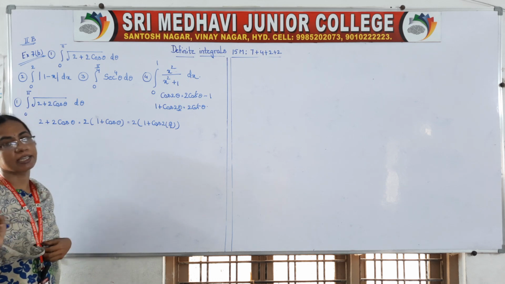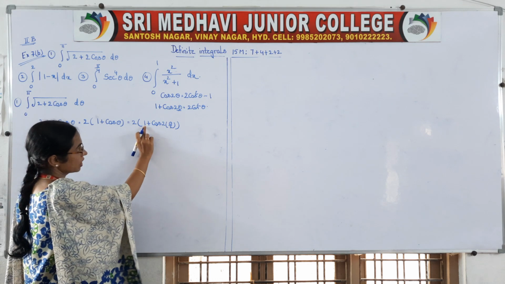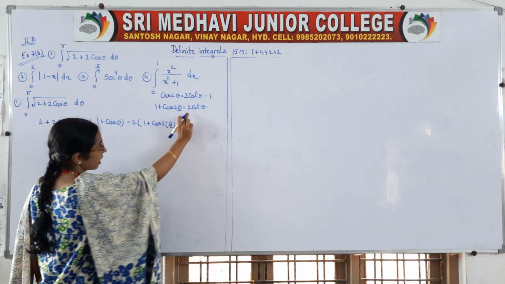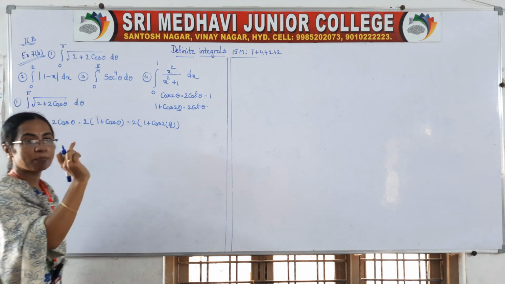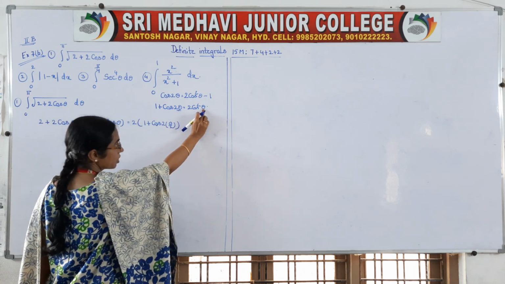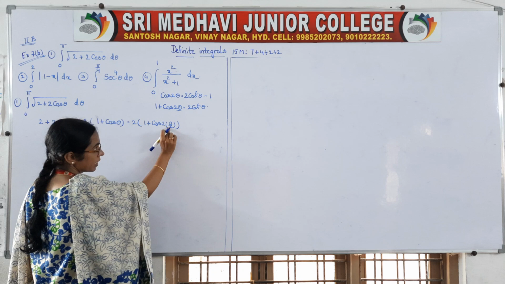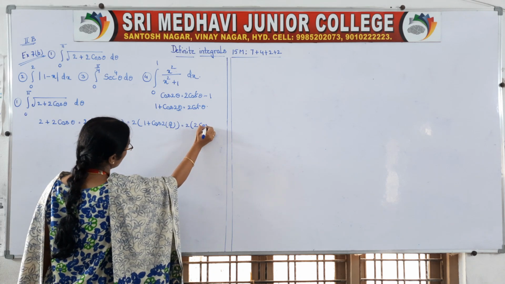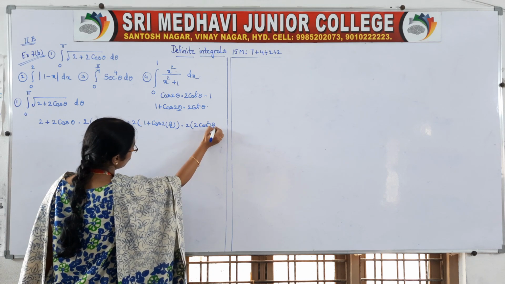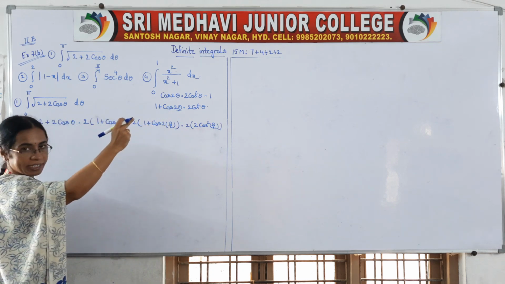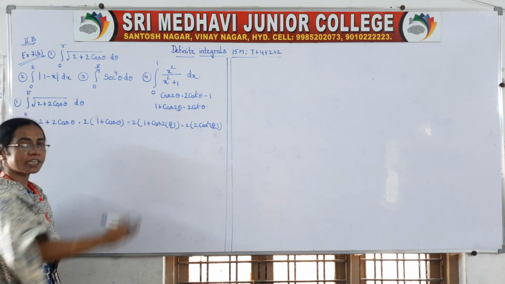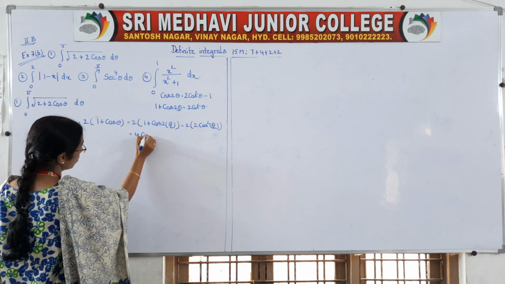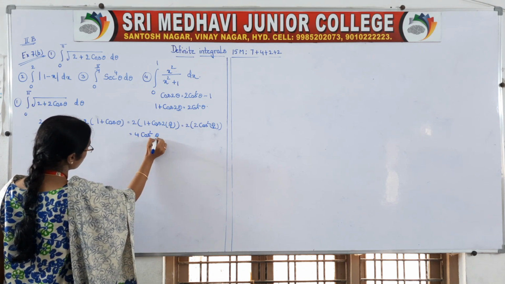Theta means some angle. Now if you observe this, 1 plus cos 2 theta is of the 2 cos square theta form. Here it is theta, and here it is theta by 2, so we will have 2 into 2 cos square theta by 2. This formula is in terms of theta, but this one is in terms of theta by 2, right? So this is equal to 4 into cos square theta by 2.